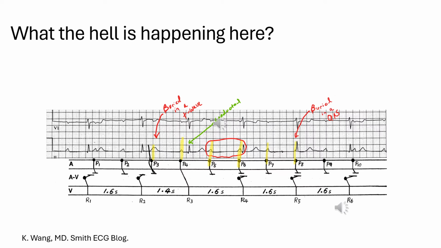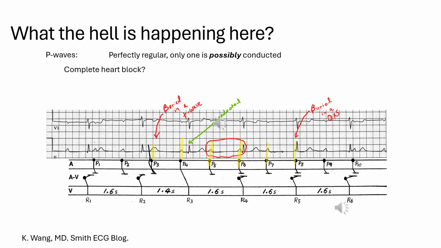Let's apply the principle I just introduced to discuss this very tricky rhythm. Don't get freaked out because there's some stuff we'll be touching on that we haven't gone over yet. We have already determined that there are regular P waves, one of them is conducted, and the rest are blocked. But what if that P wave isn't conducted? There's definitely a lot of AV dissociation. Is this complete heart block?